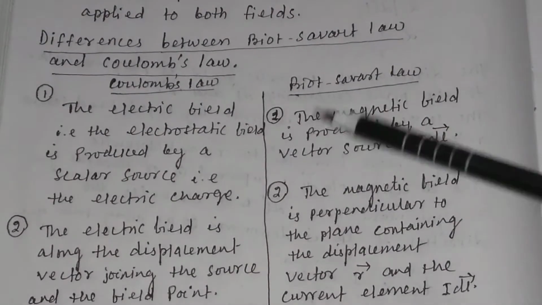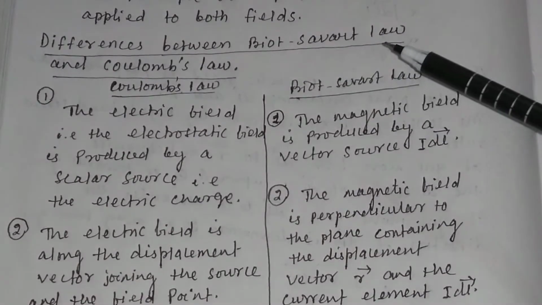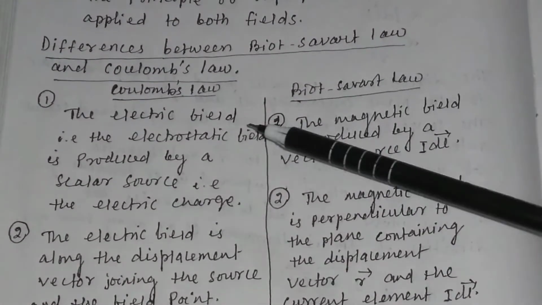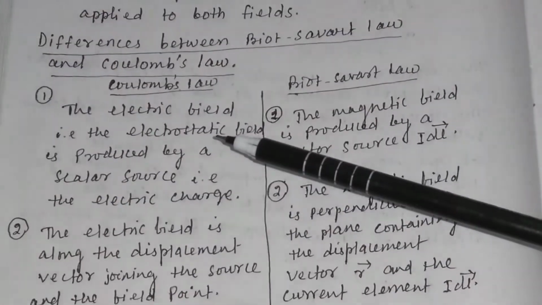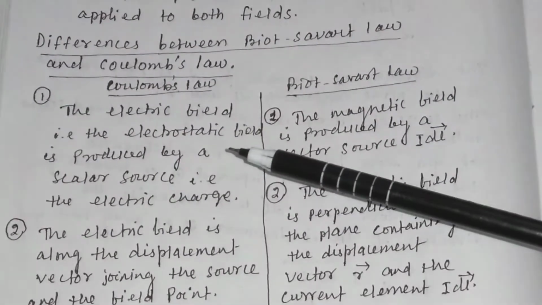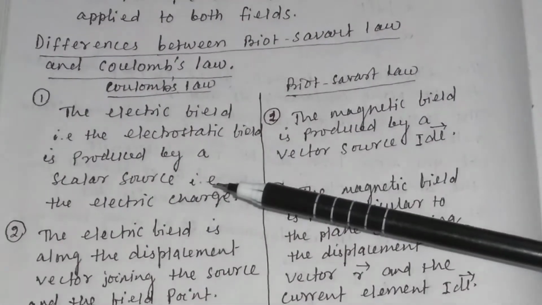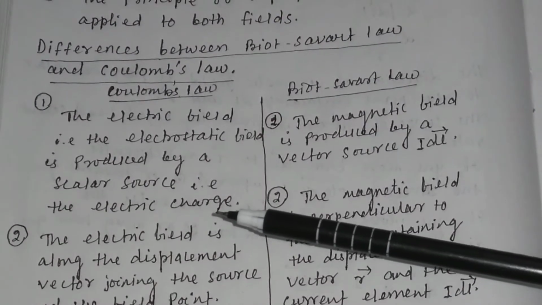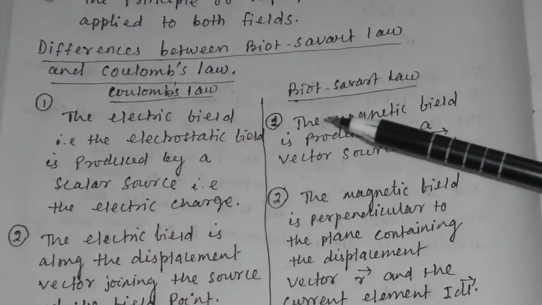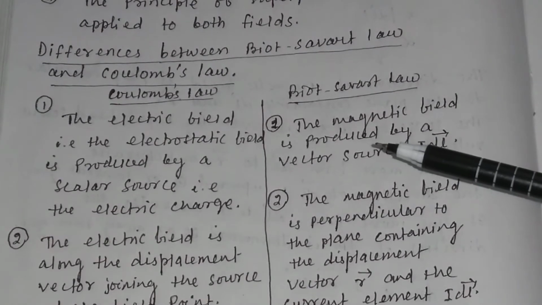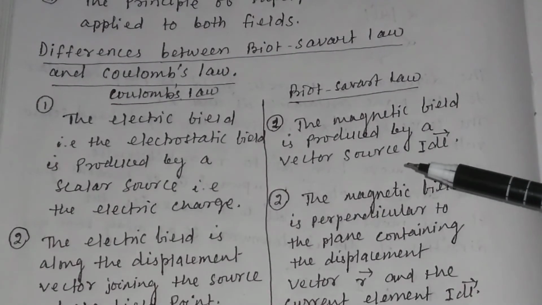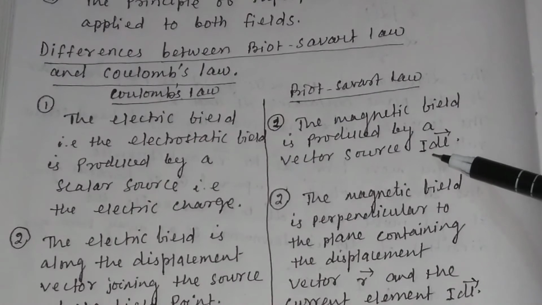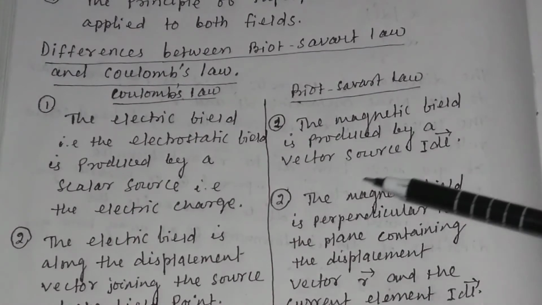Now let us discuss what are the differences between Biot-Savart law and Coulomb's law. In Coulomb's law, the electric field or the electrostatic field is produced by a scalar source. The scalar source is nothing but the electric charge. In Biot-Savart law, the magnetic field is produced by a vector source, which is nothing but I dl.